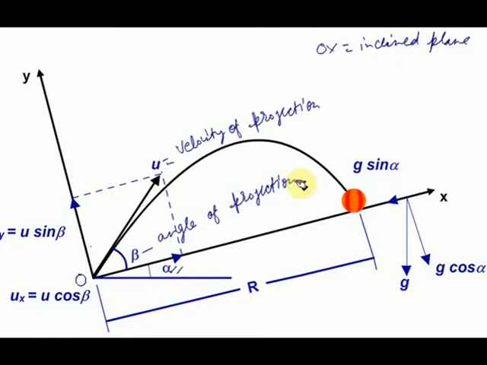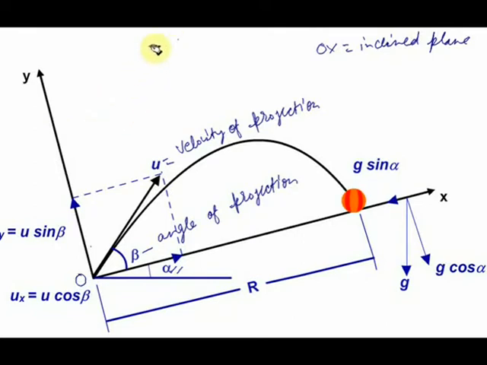So to solve this projectile motion, to get various parameters of this projectile motion, that is the range, the maximum height, etc., we'll consider our coordinate axis to be along and perpendicular to the inclined plane. So instead of taking our usual x and y axis, we'll take the x axis along the inclined plane, that is OX is our new x axis, and the y axis is perpendicular to it, so OY is our new y axis.